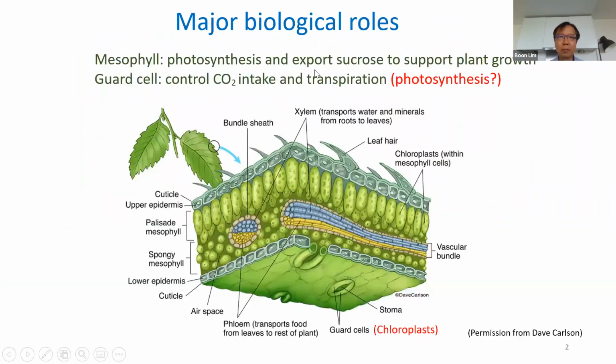So it is well known that the mesophyll carry out photosynthesis and export sucrose to support plant growth. And guard cells control carbon dioxide intake and transpiration. And guard cells also have chloroplasts. So whether guard cell chloroplast carry out photosynthesis has been a debate for decades.